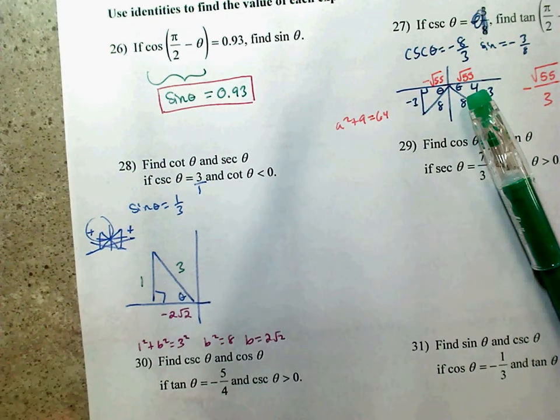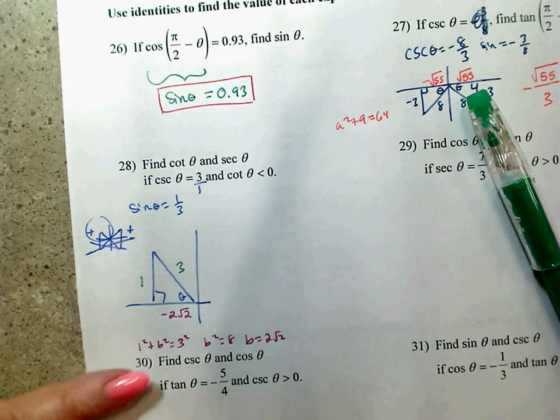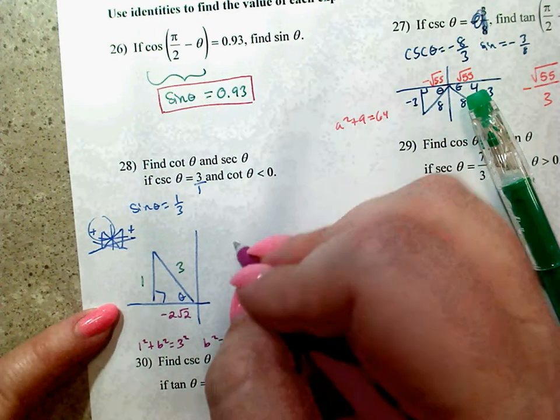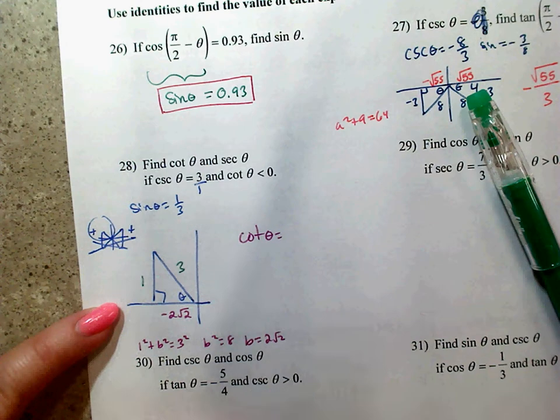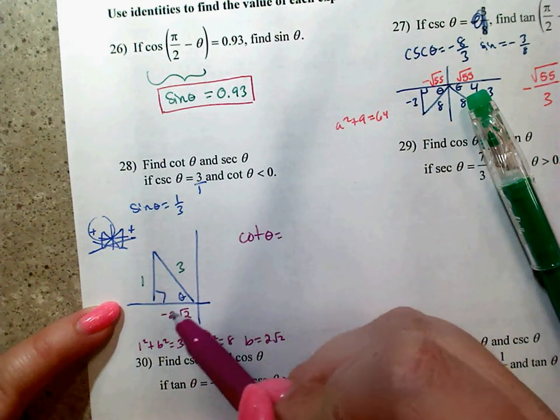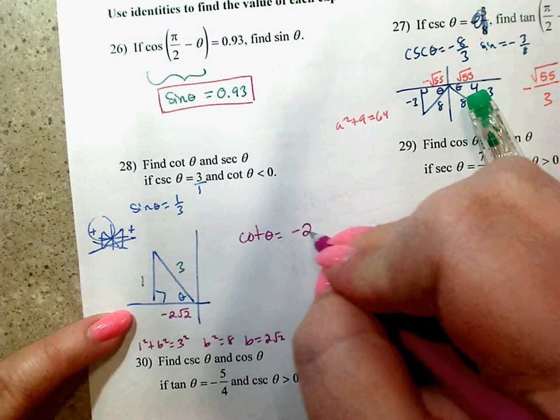Because the square root of 8 is the square root of 4 times 2. So I'm asked to find cotangent of theta. Cotangent is the reciprocal of tangent. If tangent of theta is opposite over adjacent, then cotangent is adjacent over opposite. So negative 2 root 2 over 1.